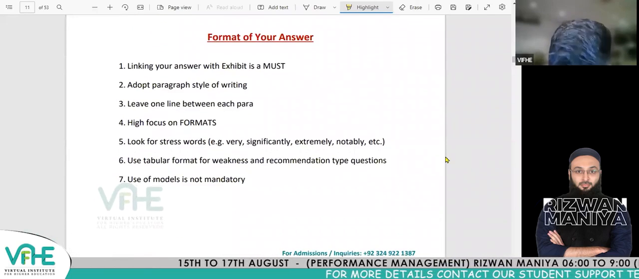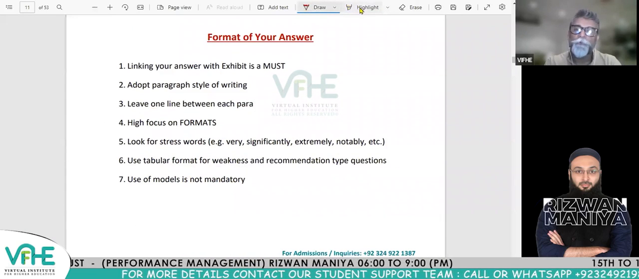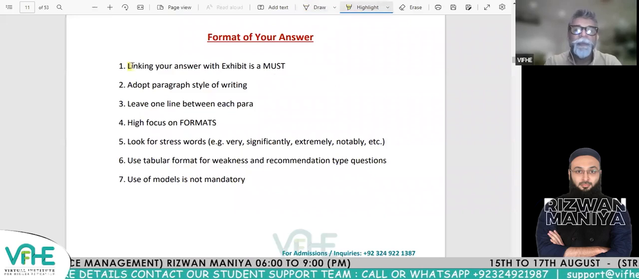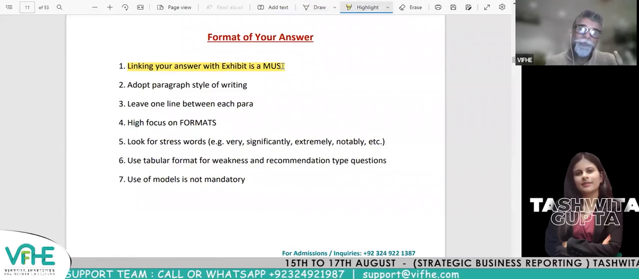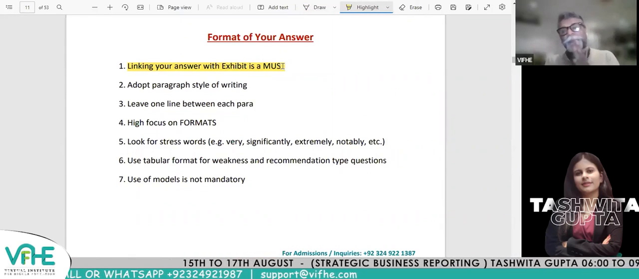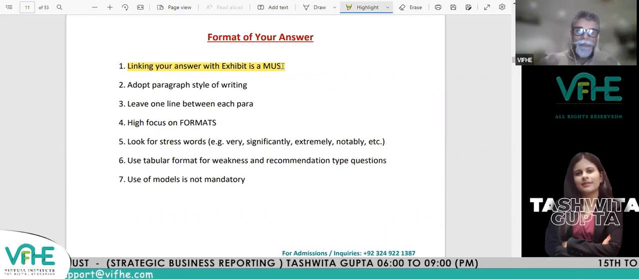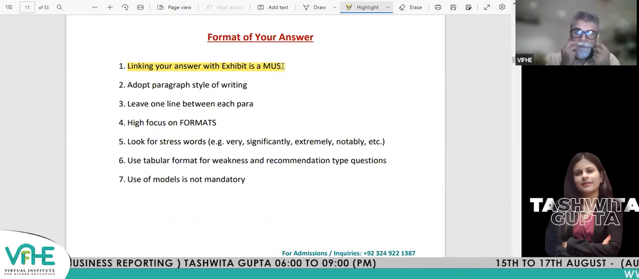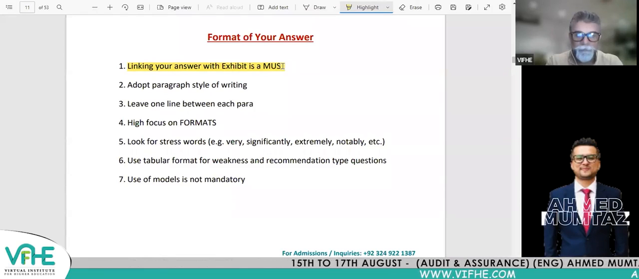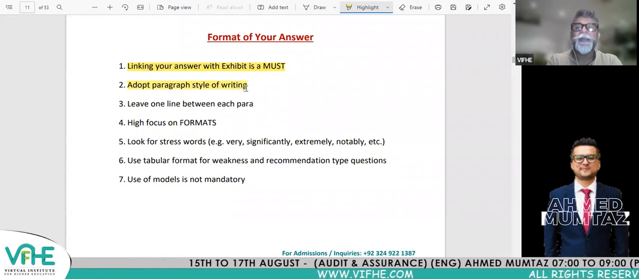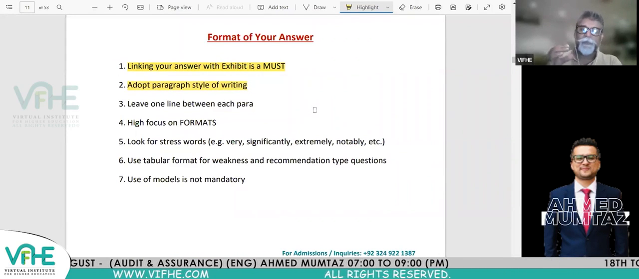Format of your answer. Some basic things which I'm sure you know, we have discussed most of these yesterday. Linking your answer with the exhibit is a must. Yesterday when we were solving the question, you saw that I was copy pasting some information and then I elaborated on that information, the impact, and so on. That's what you need to do. All your drafting should be based on the information available in the exhibits. Adopt a paragraph style of writing. Avoid bullet style, okay? Just give small paragraphs.